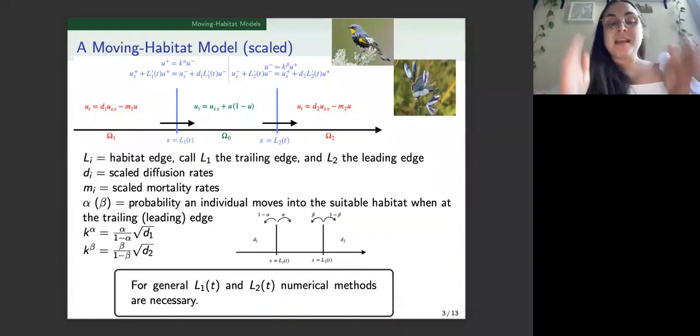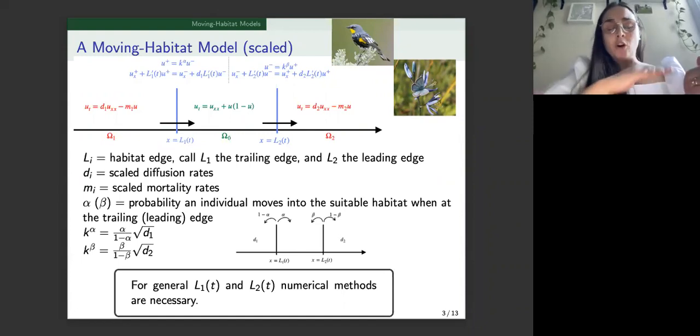These bound the suitable habitat, where density changes because of dispersal and logistic growth. Outside the suitable habitat, we have density changing due to dispersal and mortality. So you can see that across my habitat types, I have differing dispersal rates.